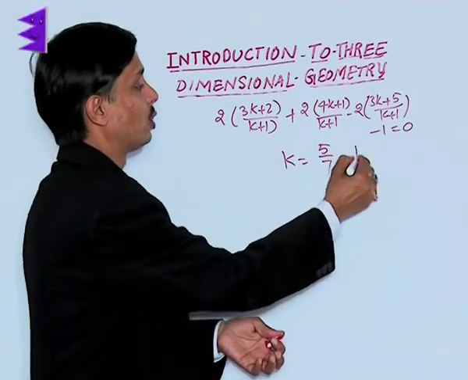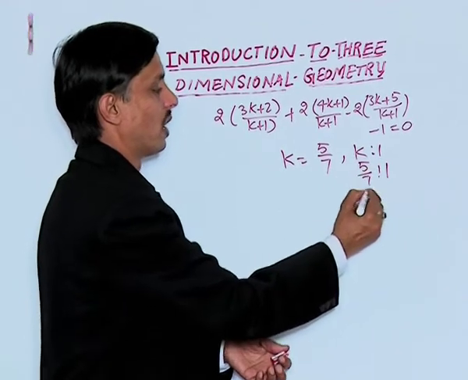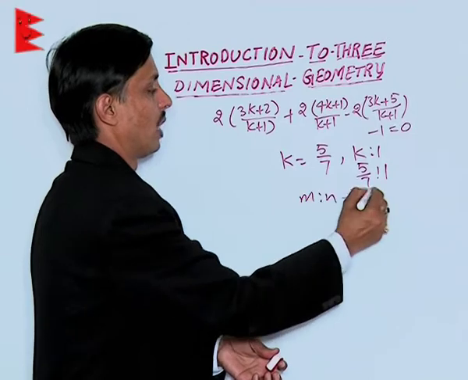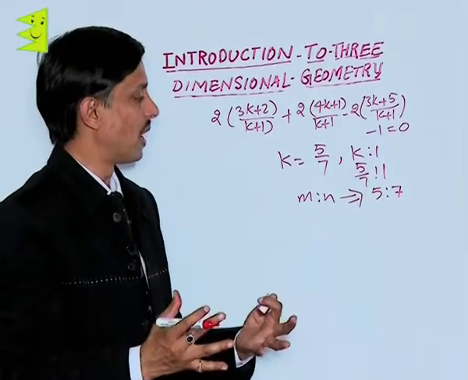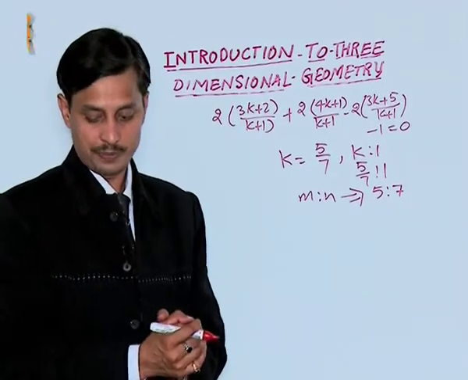I had taken the ratio as k is to 1, so this becomes 5 by 7 is to 1. I can say the ratio, that is m is to n, is 5 is to 7. So the required ratio will be 5 is to 7.